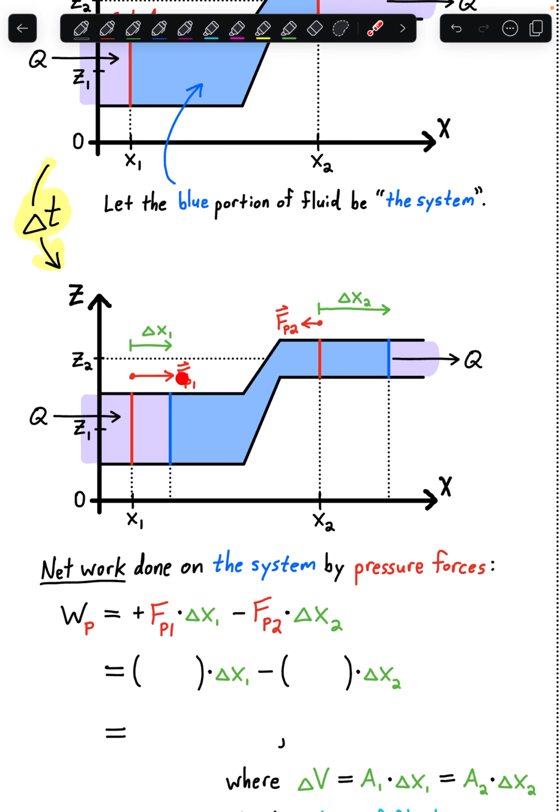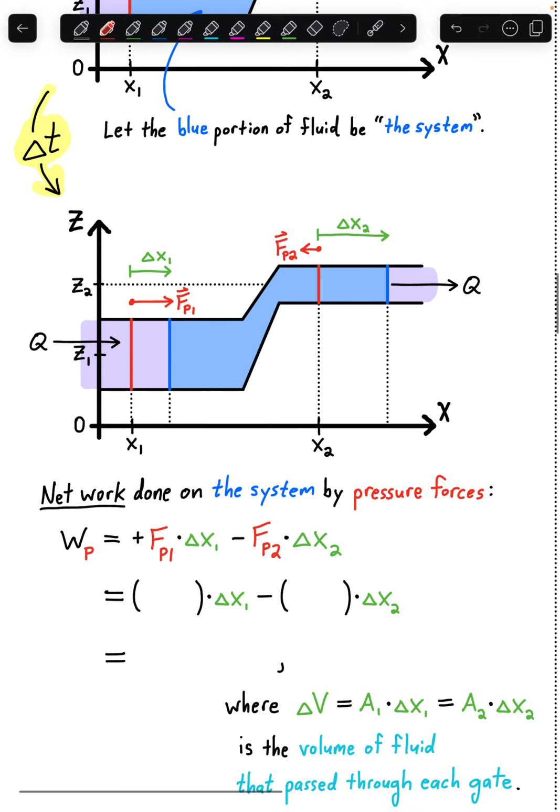That'll be positive work since that force and the displacement are in the same direction. And then also here a negative work done by this pressure force up there, since this pressure force and that displacement are 180 degrees apart. So negative work being done there. Let's express those two pressure forces as the pressure at gate 1 times the cross-sectional area of gate 1. And then likewise, the pressure force at gate 2 will be the pressure at gate 2 times the cross-sectional area of gate 2.